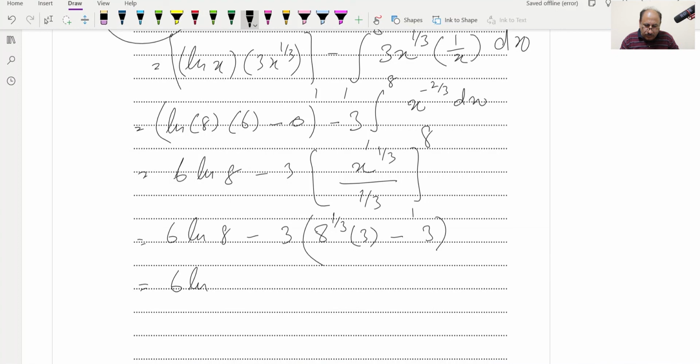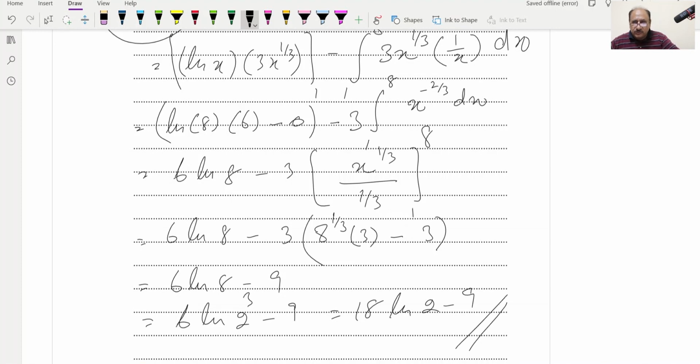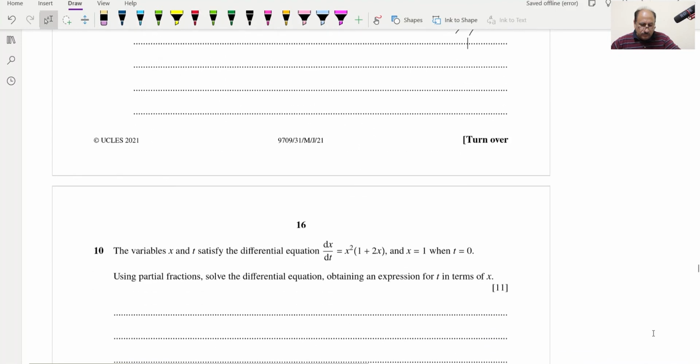So we can write 6 log 8 minus 9, and further we can rewrite 8 as 2 raised to the power 3, so 6 log of 2 raised to the power 3 minus 9. We can write the 3 first, so 6 into 3 will be 18 log of 2 minus 9, and this is the final answer for this question, which we are done.